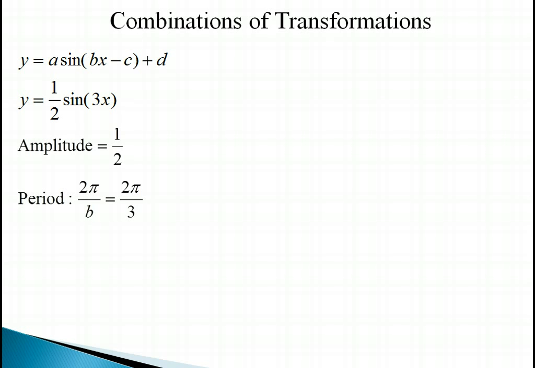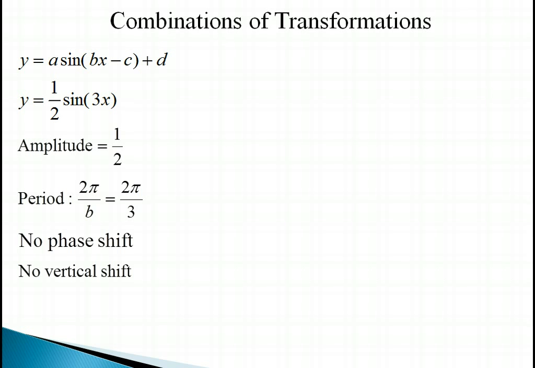It also has a number multiplied by x, and that number is going to cause a period change. We can find our new period by dividing 2 pi by 3. There is no phase shift, so it didn't move left or right at all, and there's no vertical shift, so it's not moving up or down.